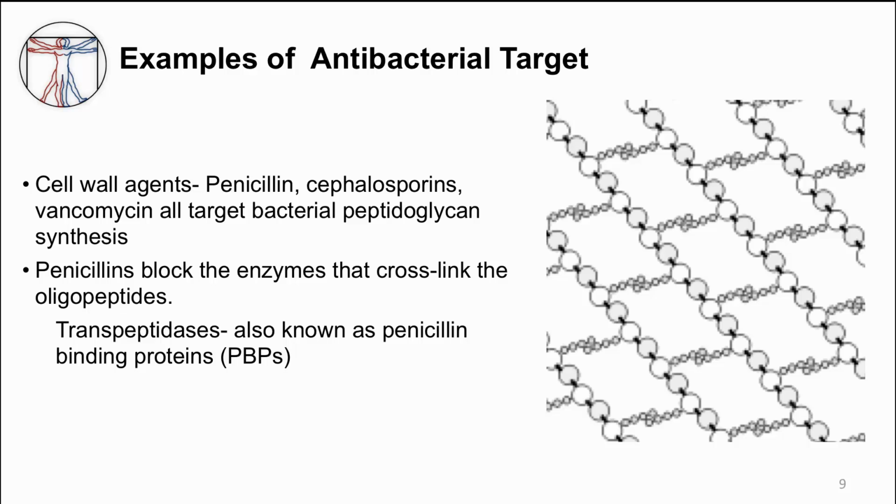Let's illustrate the concept of antibiotic targets with an example: penicillin. You have all probably heard of this antibiotic. Penicillin is in the group of cell wall agents. These are antibiotics that interfere with the peptidoglycan, which is the main structure of the cell wall.